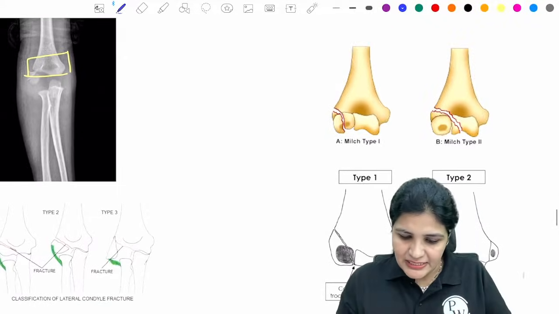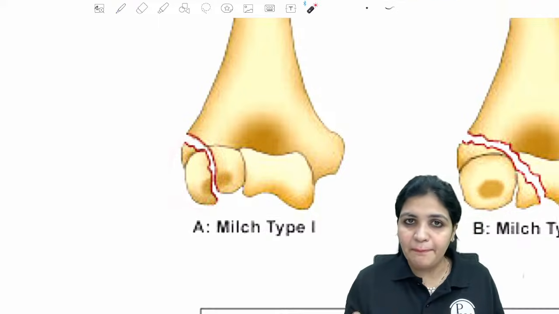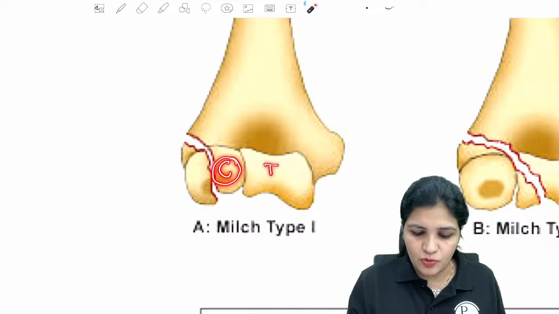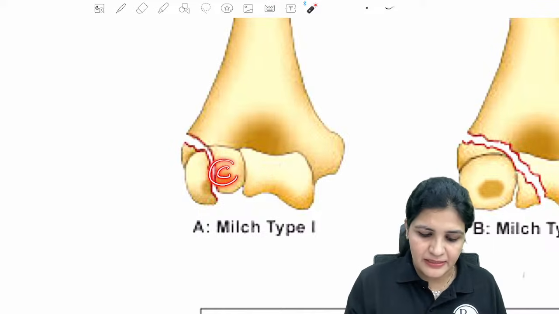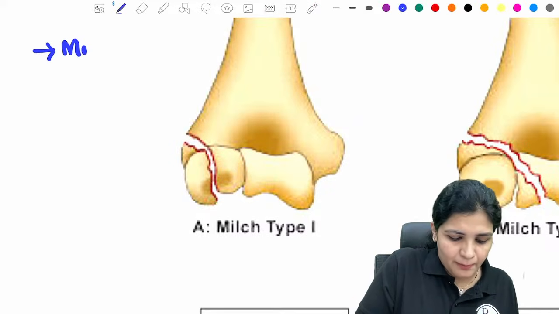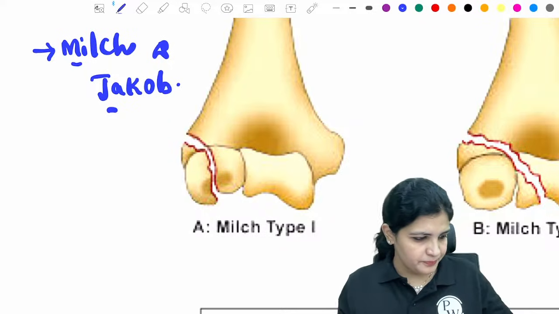So now let us understand this. This is a lateral condylar fracture, and these are the parts of the distal humerus. This is your capitulum and this is your trochlea. And here the classification system was given by Milch. And there is one more person you have to remember, that is Jacob. Milch and Jacob, these are the two people.